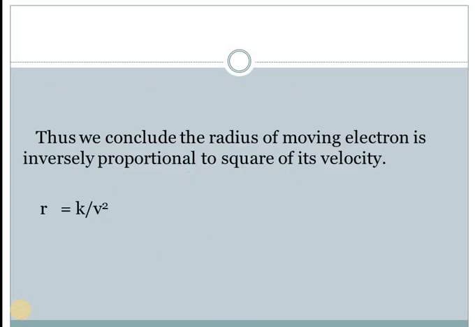Simply we can conclude that the radius of the moving electron is inversely proportional to the square of the velocity. That is, if the radius is smaller, it means the electron is very close to the nucleus and is moving with a very fast speed. But as it moves away and away, that is, as the radius increases, the speed must decrease.